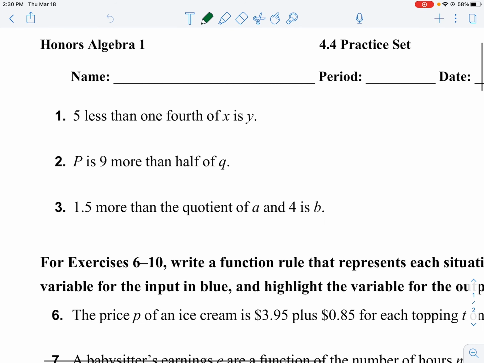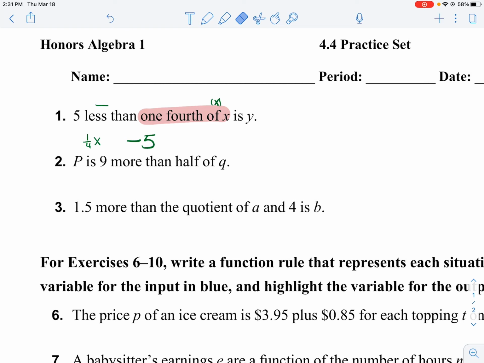So let's look. 5 less than 1/4 of x is y. So let's take this one piece at a time. 5 less than, it doesn't say is less than, so I'm not doing 5 and the less than symbol. 5 less than means that we're subtracting, right? And we're subtracting that 5 from something else, right? From 1/4 of x. Remember, of means multiplication in math. So 1/4 of x could be written like 1/4 x.